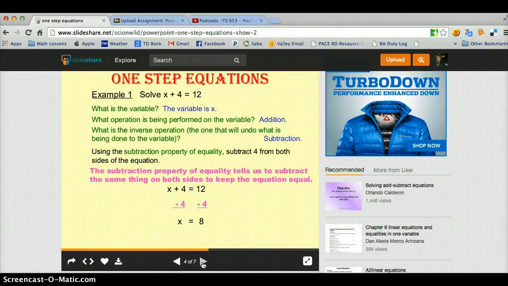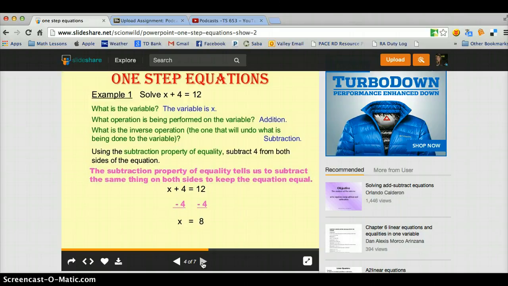Okay, let's look at our first example. We have x plus 4 equals 12. The variable is x, and addition is being done to the variable. So to undo that operation, you have to do subtraction. First, you must subtract 4 from both sides of the equation. Subtracting on both sides keeps the equation balanced.